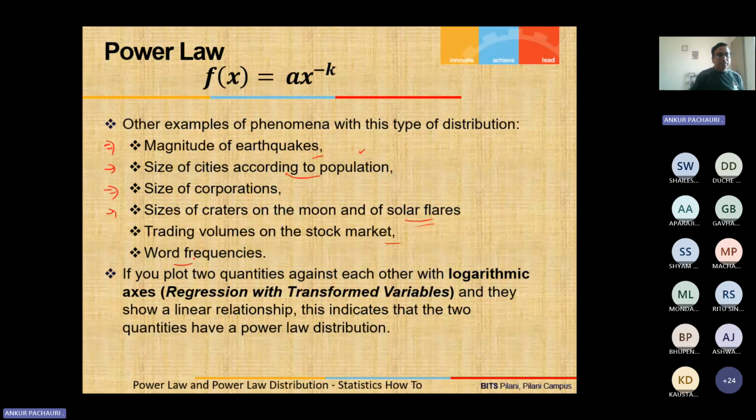Same with word frequencies. There are many words, but if you keep a count of the words you use, the number of words that you frequently use will be not more than 100 or 1,000, because that is your vocabulary. So in that case, all those phenomena are power law.